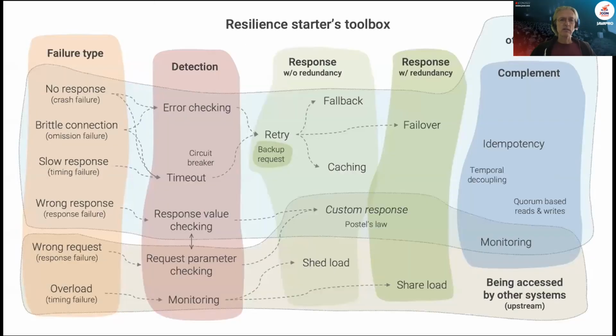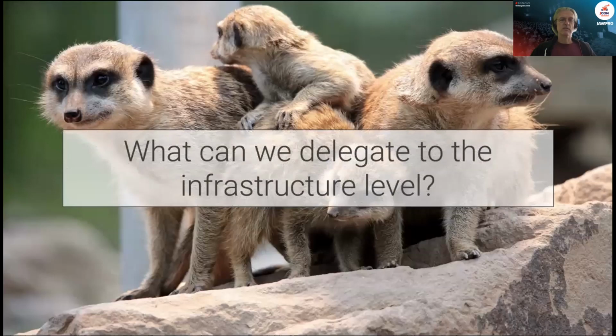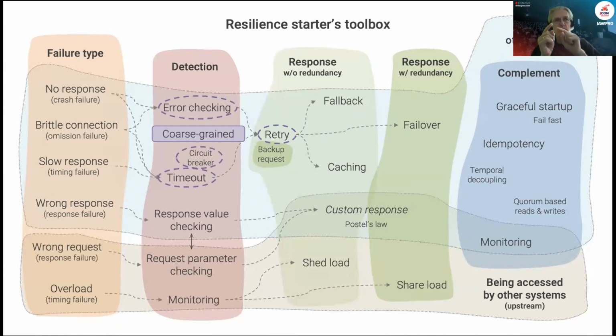Let's skip the other ones and have, as the last thing, the question: what can we delegate to the infrastructure? Well, I will keep that short. If we look, for instance, at error checking, timeout, retry, and so on, basically all these things, there's some support on the infrastructure level, but it's quite coarse-grained. It simply says, well, you can set a timeout for accessing that other service, but you cannot specify it for this method and that method and that method. And it can make a difference.